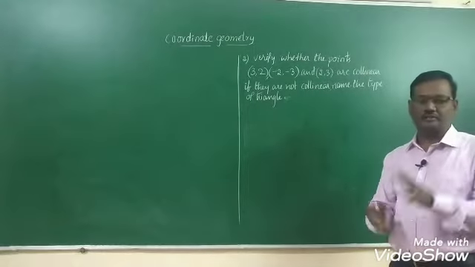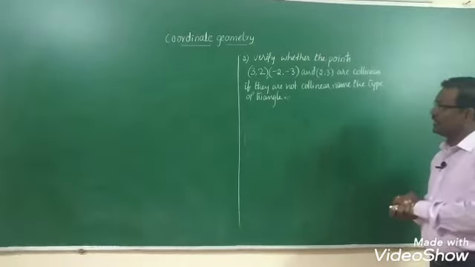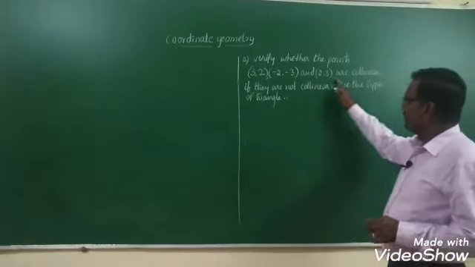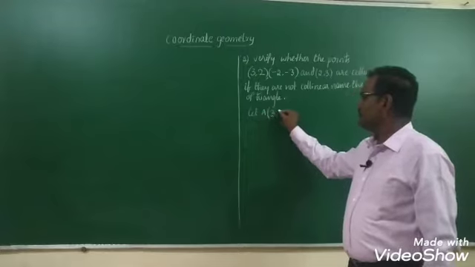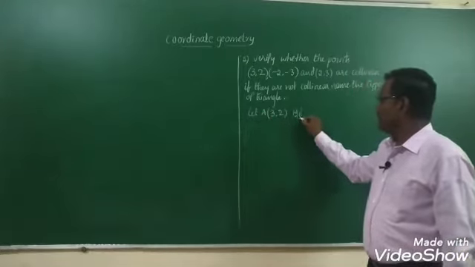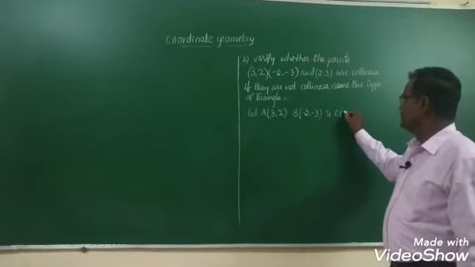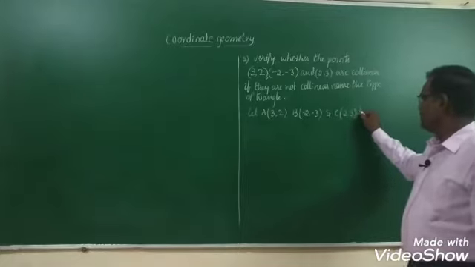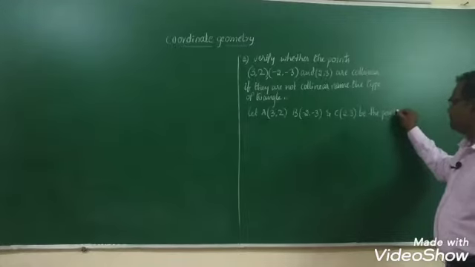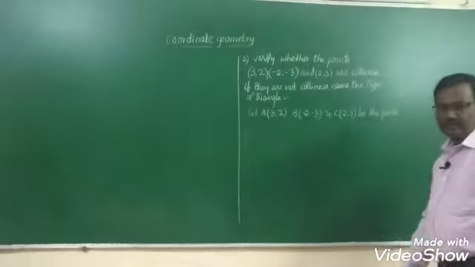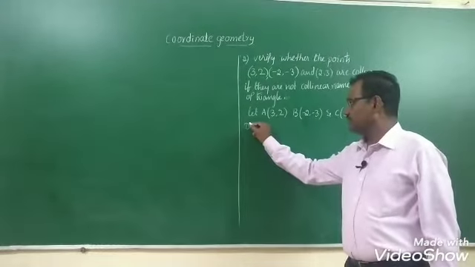If they are non-collinear, 100% we get a triangle. So what type of triangle can we find? Now again we have to name these. Let A (3, 2), B (-2, -3) and C (2, 3) be the points. Now we have to find the distance between 2 points here, so by using the distance formula.